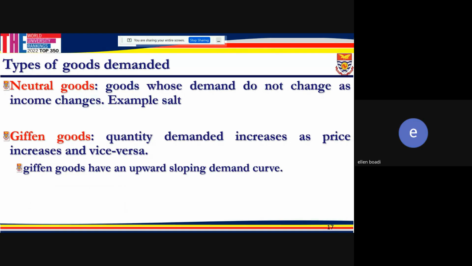Yes, some neutral goods are a necessity. Some neutral goods are a necessity, but not all of them, though. But in most cases, some neutral goods are a necessity. Thank you.